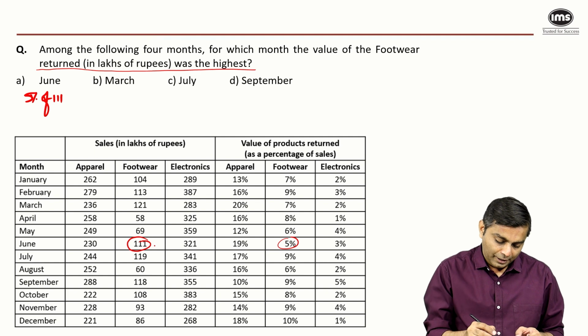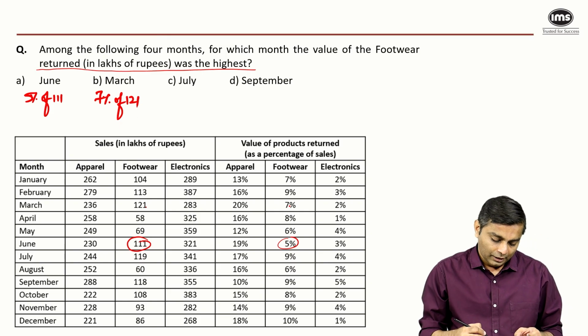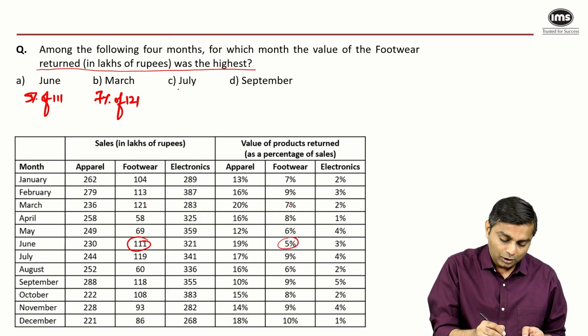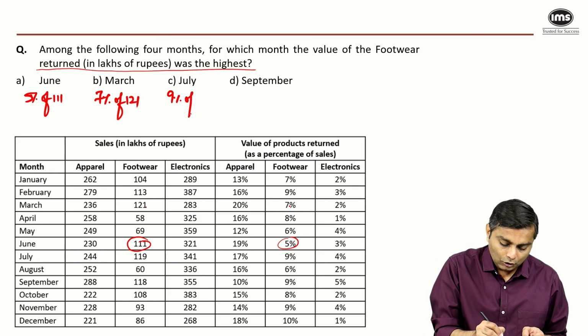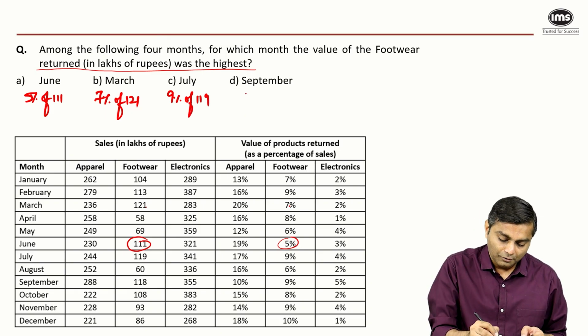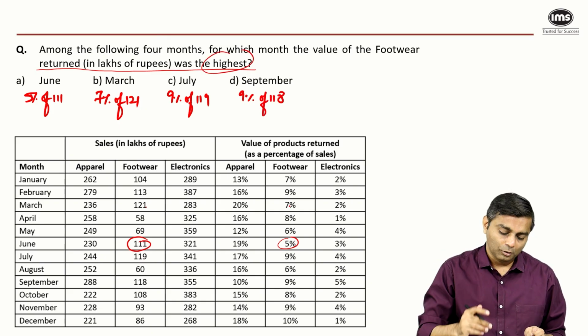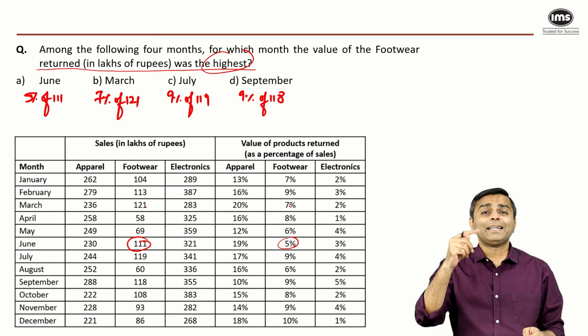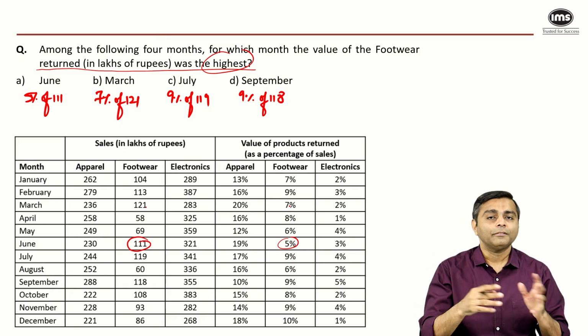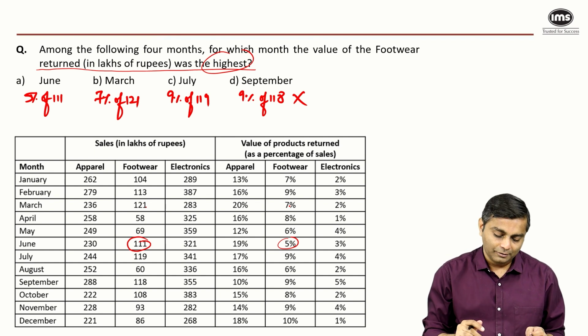Okay, what happened in March? March, 121 and 7%. So this is 7% of 121. Great. July will be 9% of 119, and September is what? 9% of 118. We again want to find out the highest, so we can eliminate all the lower values. 9% of 118, 9% of 119, pretty simple. This guy goes home straight away. We will not even calculate this value.